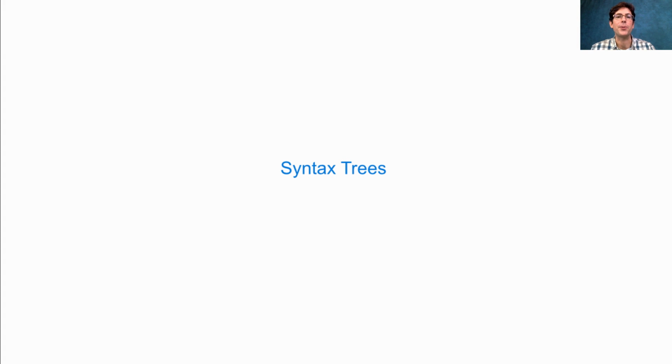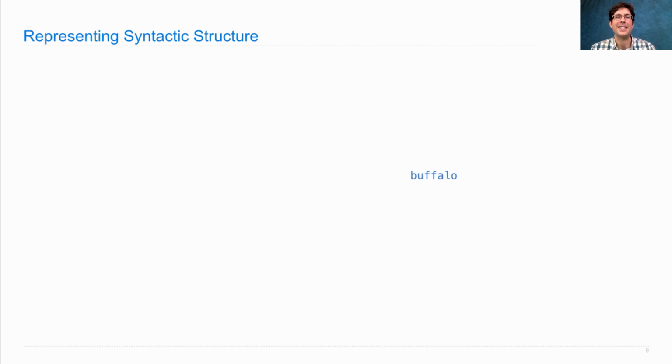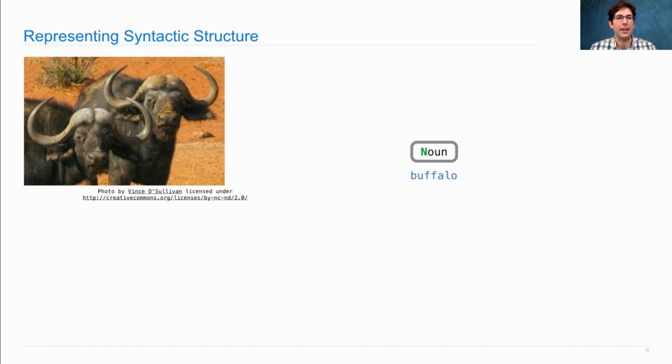The way we describe the structure of a sentence is using a syntax tree. So let's work on a sentence that only contains one word over and over. Buffalo are beasts that live in Africa. That's a noun. They look like this.